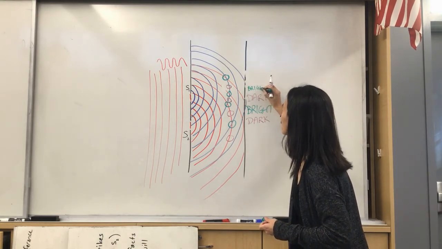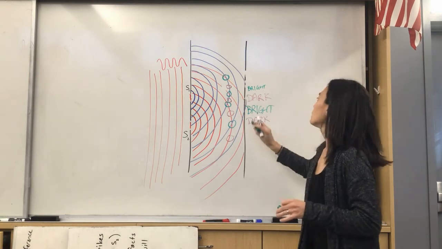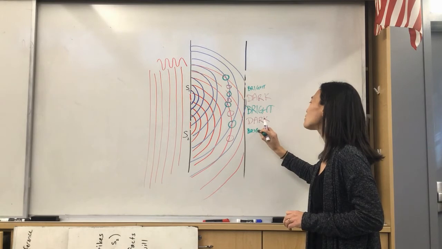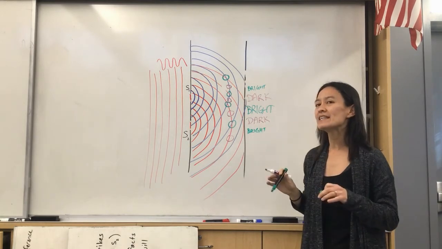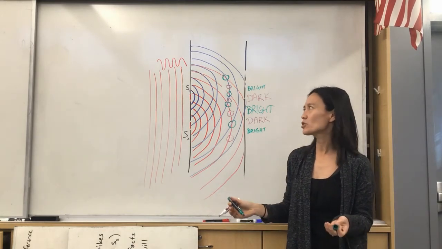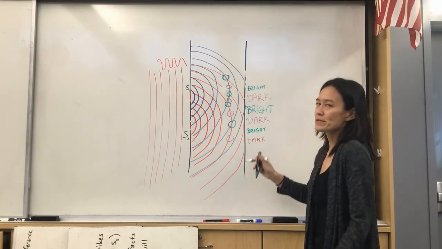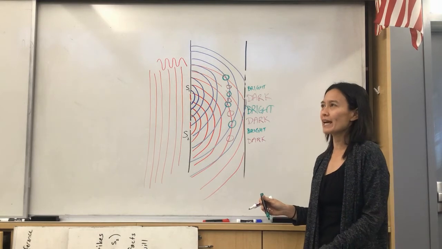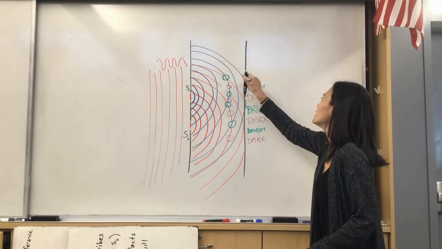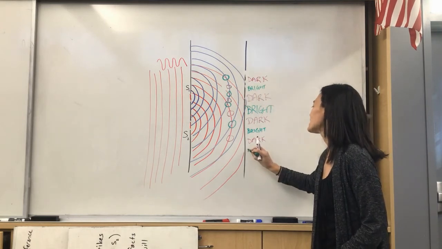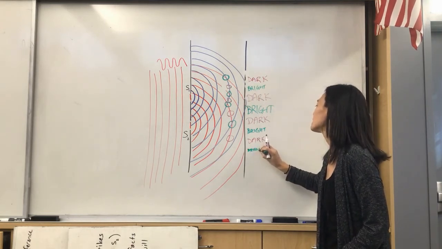So I'm just going to draw it smaller, and you'd have bright. And the reason why it's not as bright is because it's further away. The intensity is going to drop. And then you have dark. And dark is still dark. Absence of light is absence of light. You can't have a change in intensity of absence of light. This is still dark. And then you have bright, but again, it's not as intense. And you have bright.